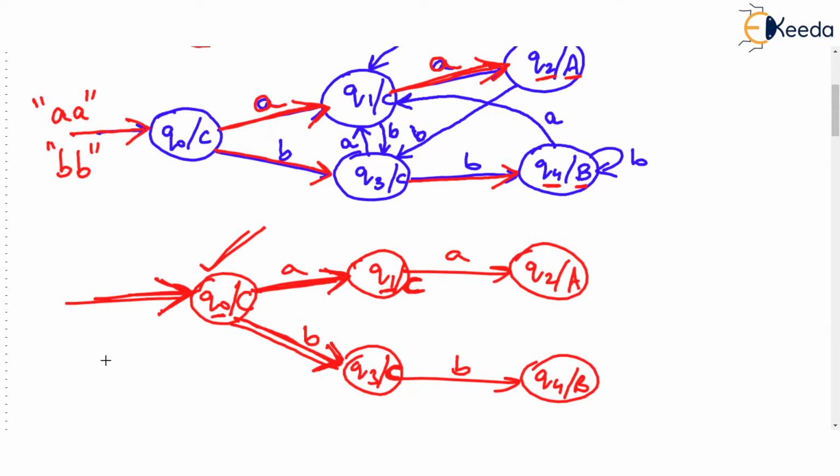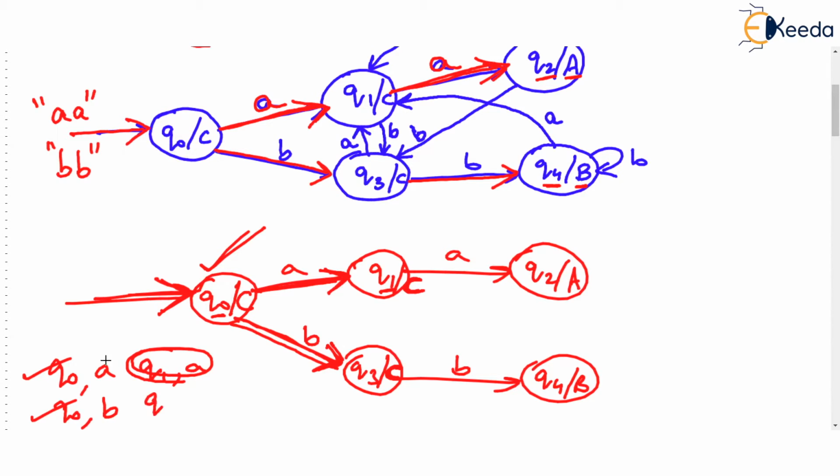Okay. Now fill in the blanks. Do you know what Q0 does on reading A? Yes, you know. It goes to Q1. Do you know what Q0 does on reading B? Yes, you know. It goes to Q3. Do you know what Q1 does on reading A? Yes, of course, you know this. Q1 on reading A goes to Q2, as you see in the picture.